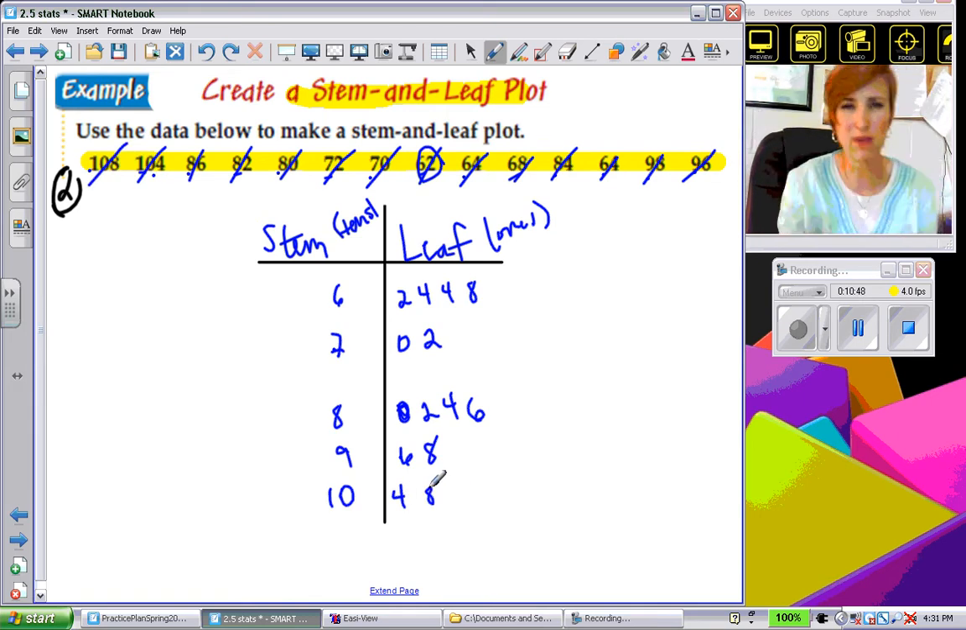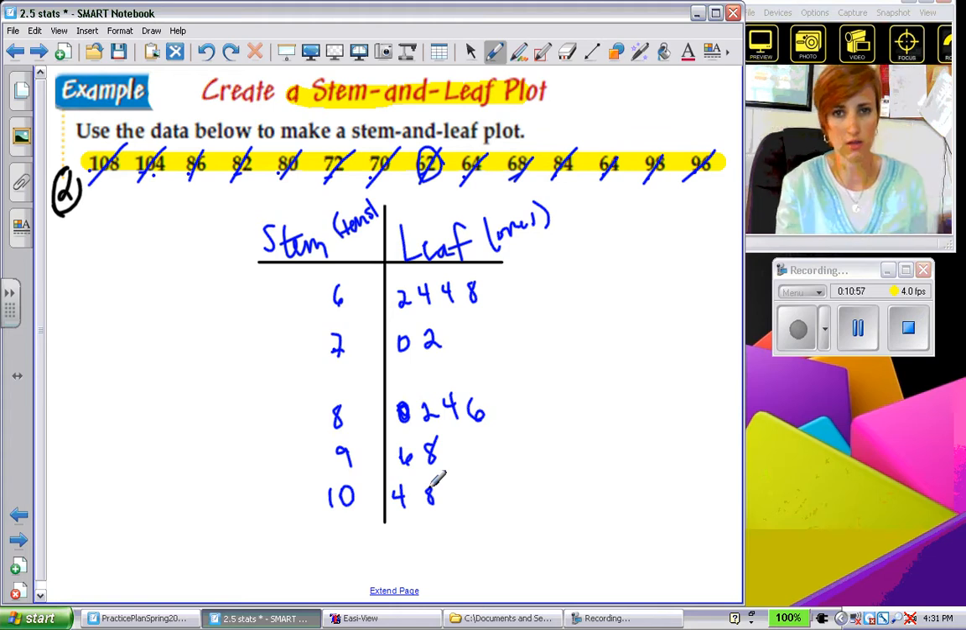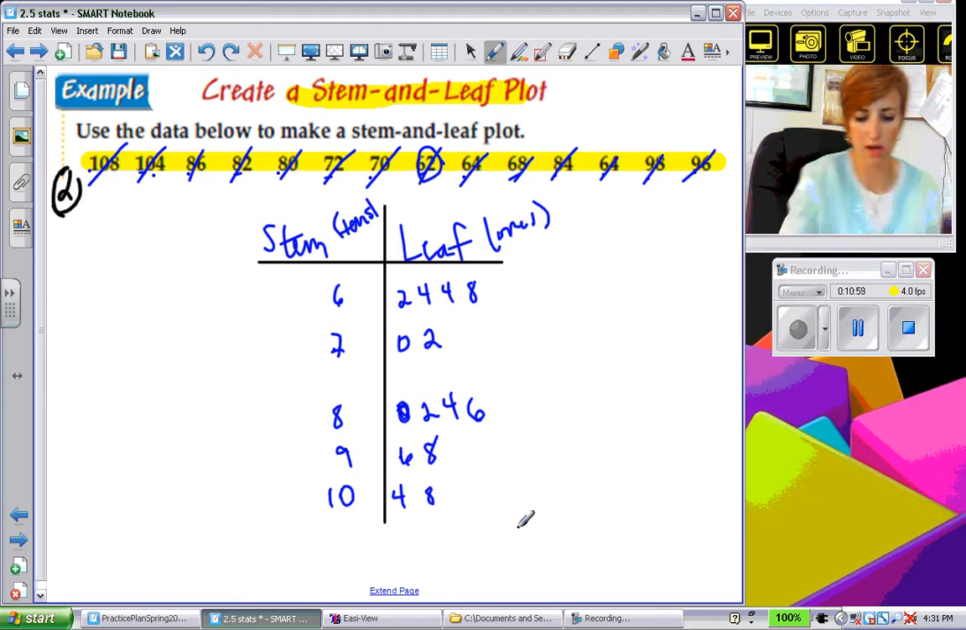Now, whenever you make a stem and leaf plot, we also need to make a key. That way, whoever looks at our stem and leaf plot will know that the 10s are on the left and our 1s are on the right. So what we're going to do is just go grab our first one up here.